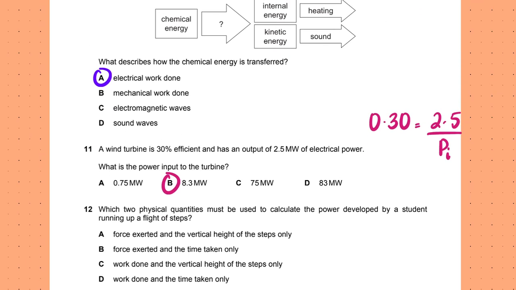Question number 2. Which two physical quantities must be used to calculate the power developed by a student running up a flight of stairs? So power needs energy and time. So I definitely need time. So it can't be this, can't be this. So it must be work done, not force. I also additionally need either the work or the energy. So work done and time.